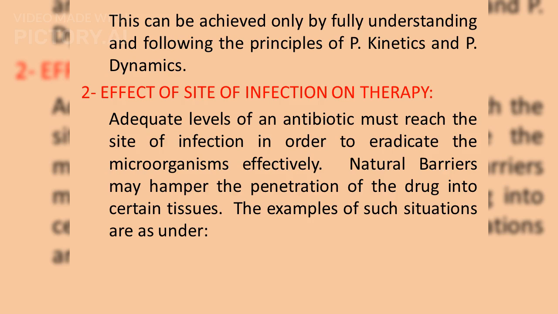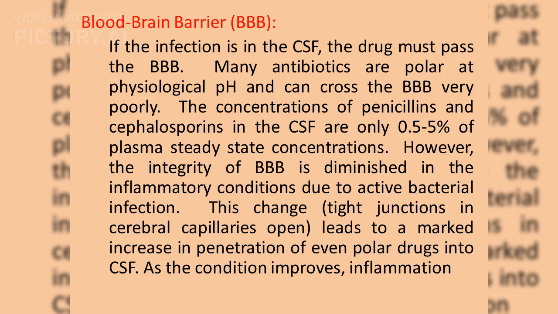Natural barriers can hinder drug penetration, making it crucial to understand the specific challenges of different infection sites. For central nervous system infections, drugs must cross the blood-brain barrier, BBB. Inflammation can increase BBB permeability, allowing better drug penetration. However, drug dosage should not be reduced until the infection is fully resolved.